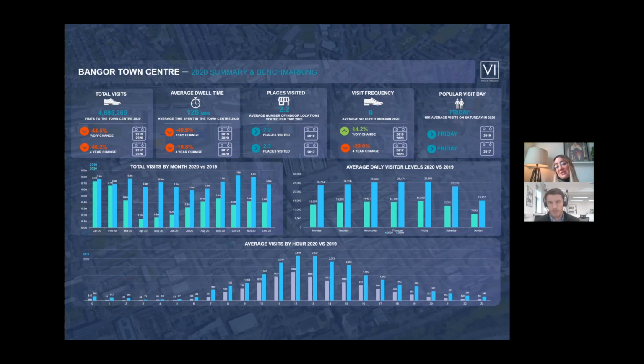One of the really positive things we did see, however, is that there was an increase in the number of visits people made in 2020 compared to previous years.